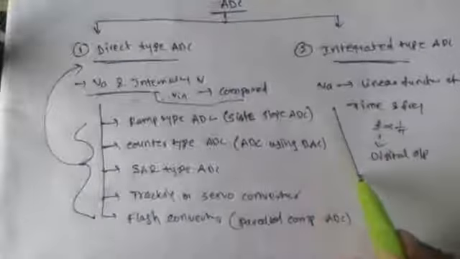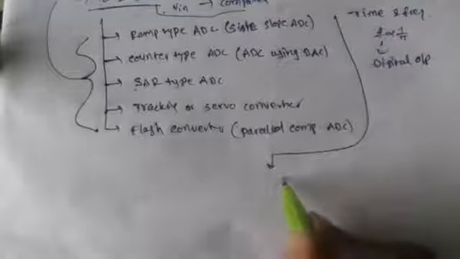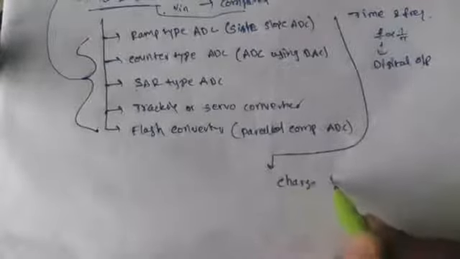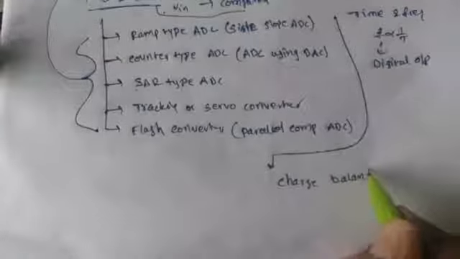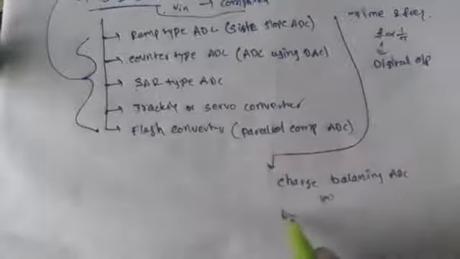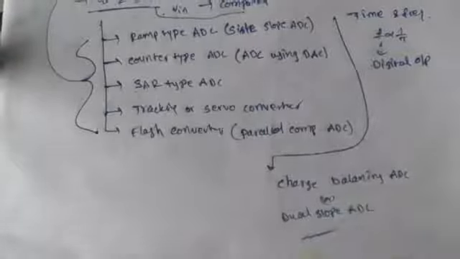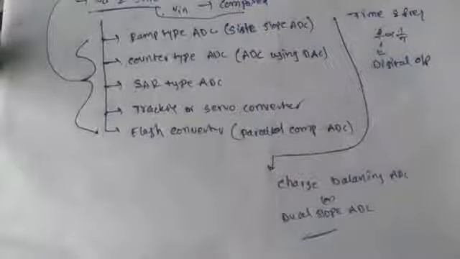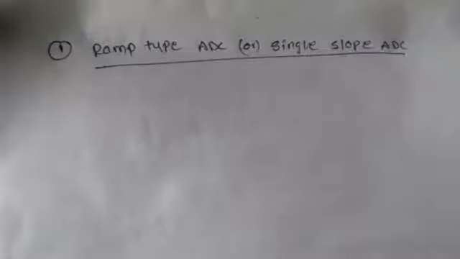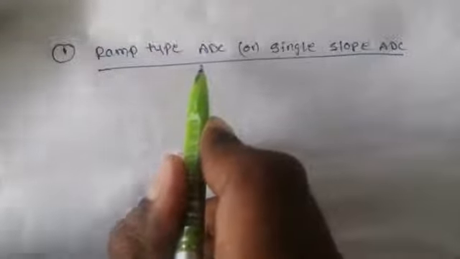In case of integrated type ADCs, here charge balancing ADC, or it is also called dual slope ADC, will appear for integrated type ADC. Each and every ADC we will discuss now. First of all, we will discuss ramp type ADC or single slope ADC.